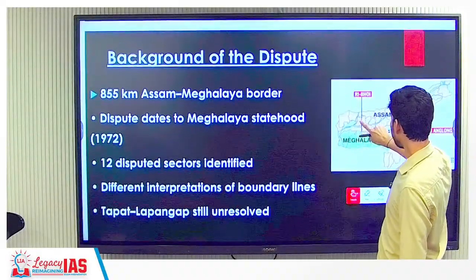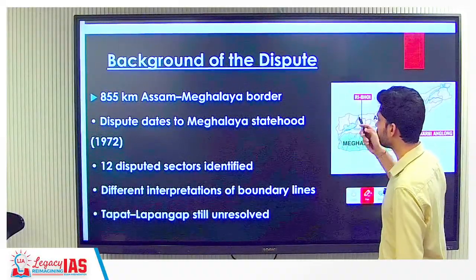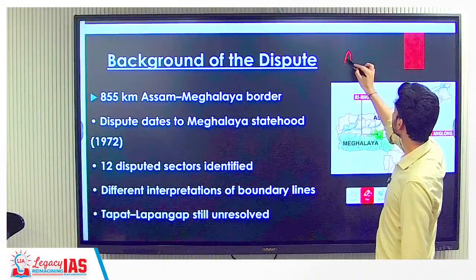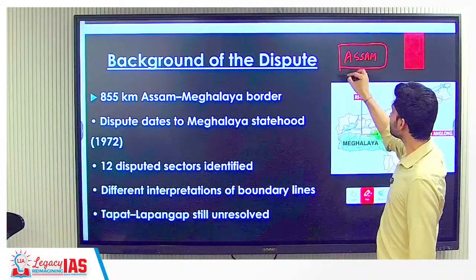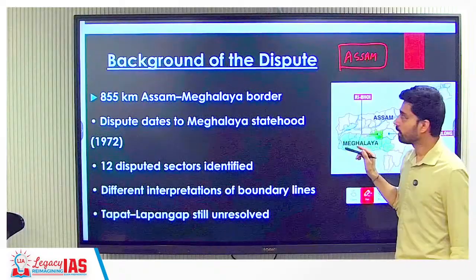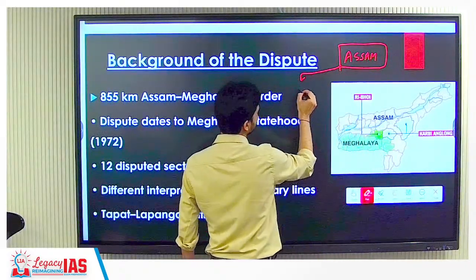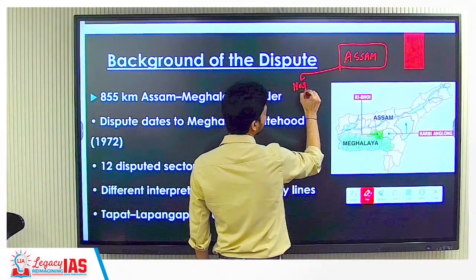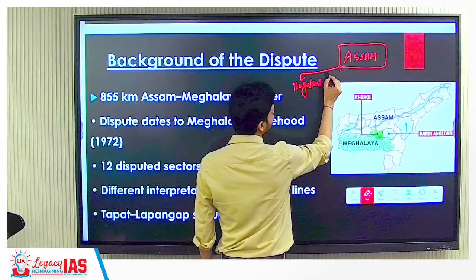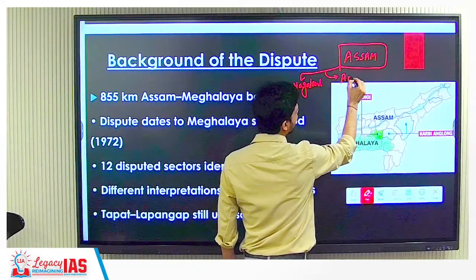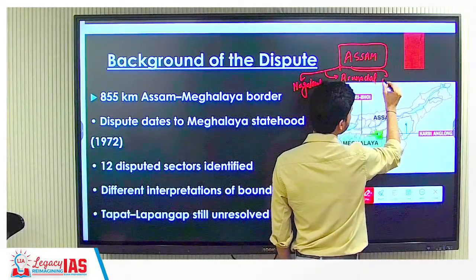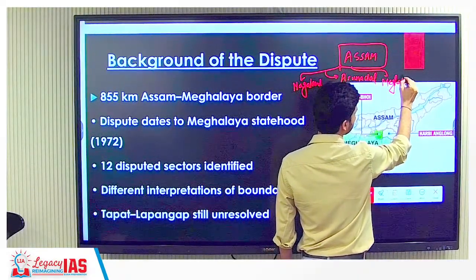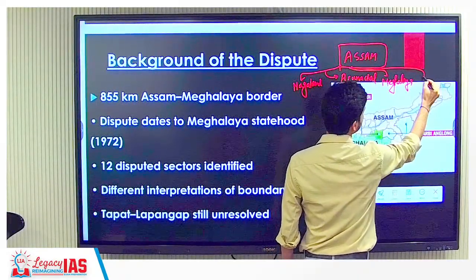If you take a look at the background of the dispute, first of all, historically, after independence, which was the largest state in the northeast? It was Assam. Assam actually used to contain the states of Nagaland, Arunachal Pradesh, Meghalaya, which we are discussing, and then Mizoram.